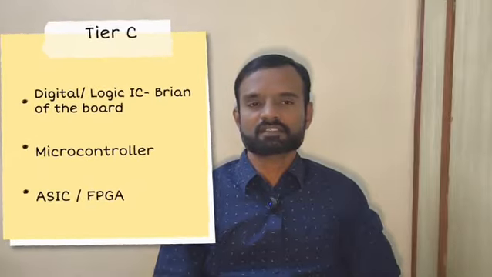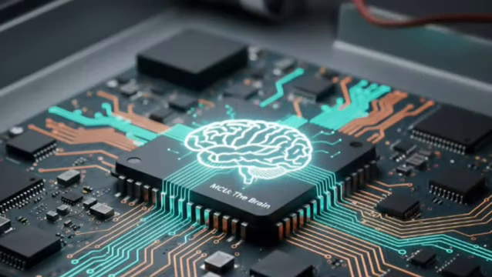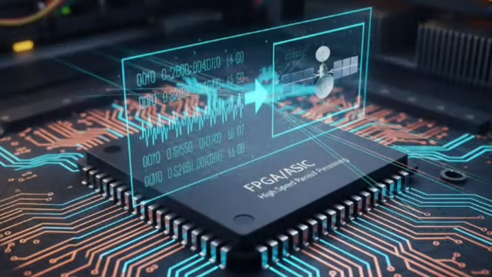Tier 3 components we say are digital or logic ICs. These are nothing but the brain of the board, right? These process binary data basically. When I say binary data, these are components categorized as microcontroller units and FPGA or ASIC. These are very critical components in nature, right? Microcontrollers are the central brain of washing machines, drones, and microwaves. And FPGAs provide high-speed parallel processing for video streaming and telecommunication, right?